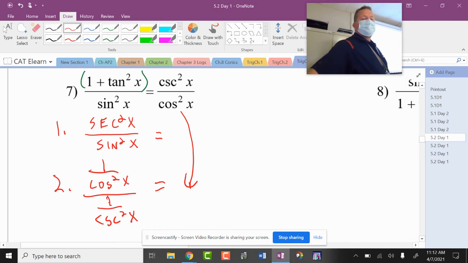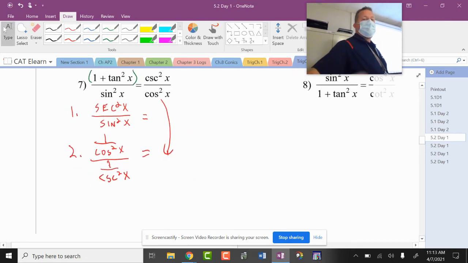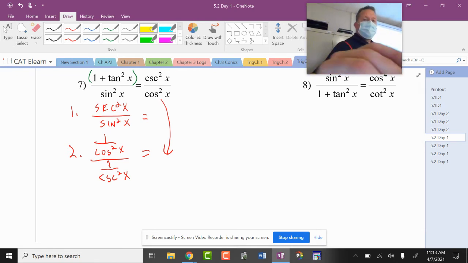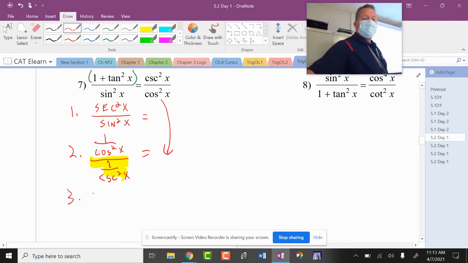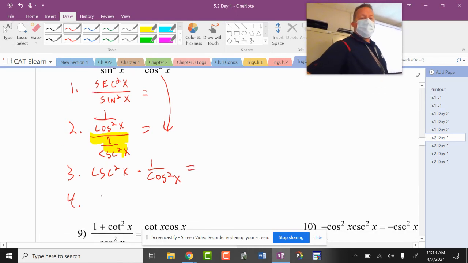So now this is adding some steps, but this proves why a sine squared on the bottom is a cosecant squared on the top. Because yet again, this is division. And dividing by this means multiplying by the reciprocal. And then that turns into the other side. So that's fine. That explains the fractional work of this.